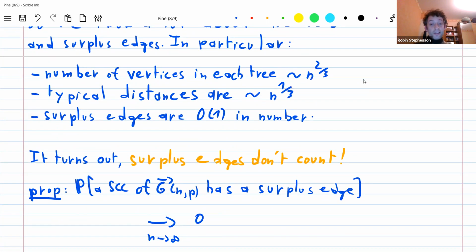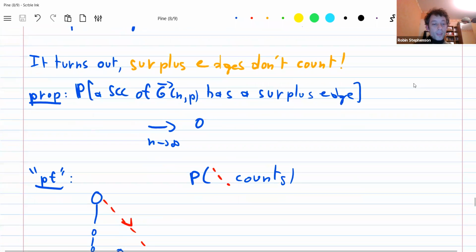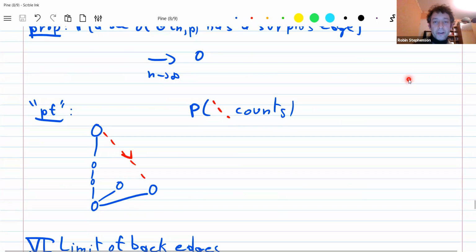And in fact, there's so few of them that they end up not mattering at all for strongly connected components. So here's another proposition. The probability that any strongly connected component has a surplus edge tends to 0 as n tends to infinity. So after this proposition, we can forget about those red edges. They don't matter at all. I'll give you a quick proof, a very quick proof.